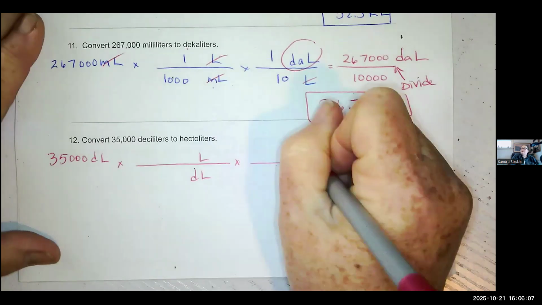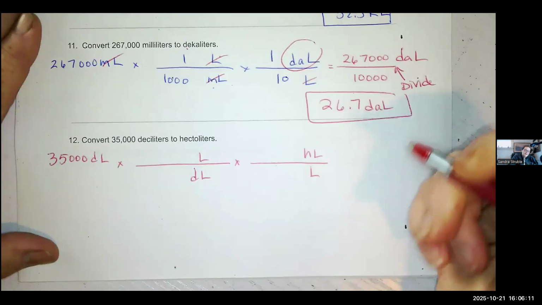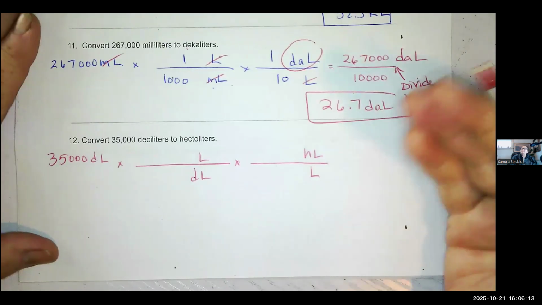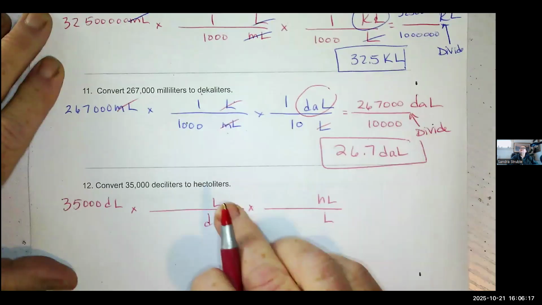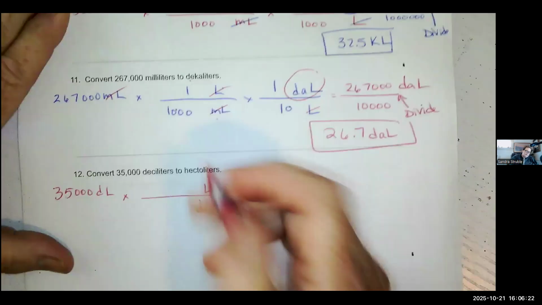Now, I haven't even looked at my conversions yet. I just set up my units because that's the most important part. Now I need to go up and look at my units. How many centiliters to liters? 100 centiliters to a liter. All right, and then hectoliters to liters. 1 hectoliter is 100 liters.